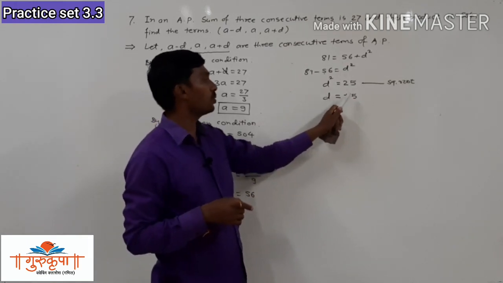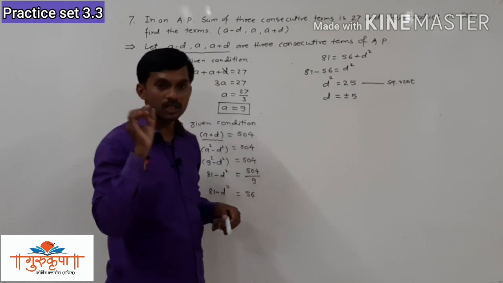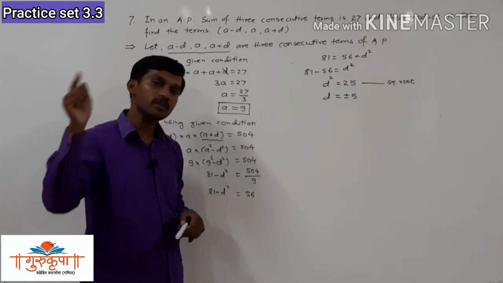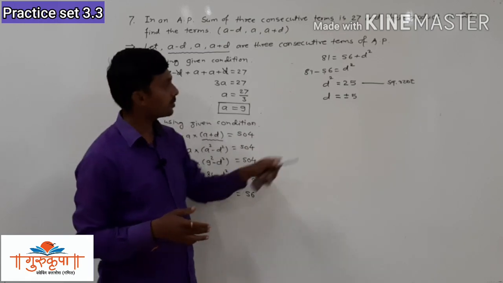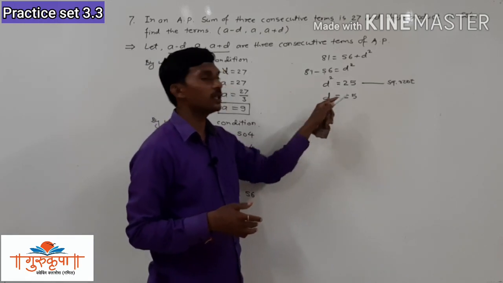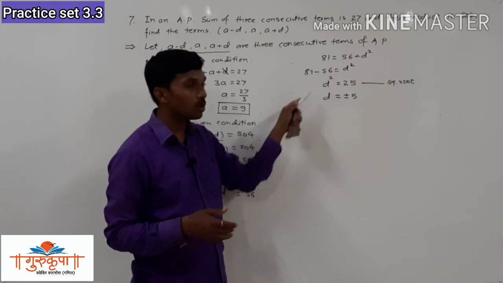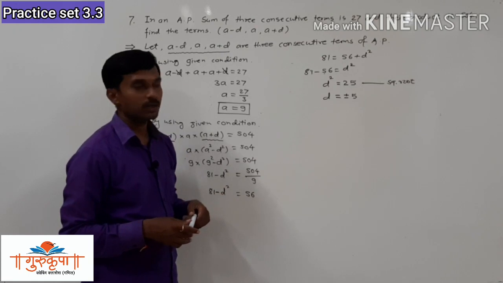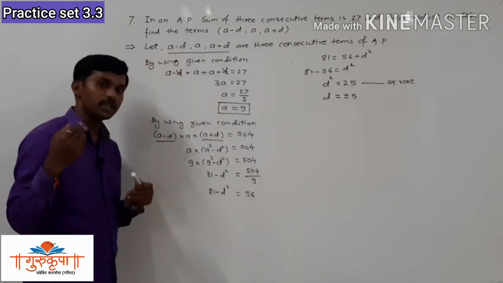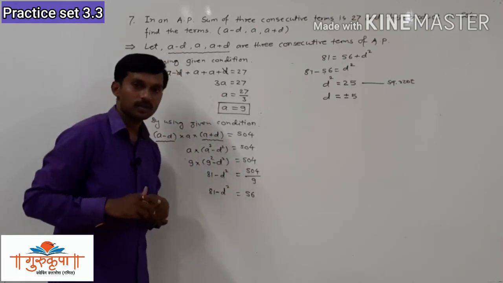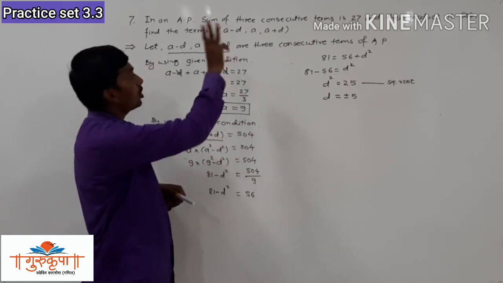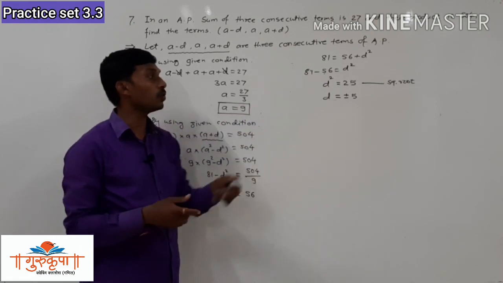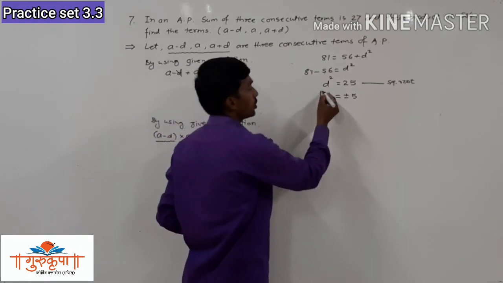So here we have d is equal to positive 5 or negative 5, since the common difference is sometimes positive, sometimes negative, or sometimes 0 also. Here we have to take both the possibilities, that is, d is equal to plus 5 or minus 5. Now you can easily find all the three terms, since we know the values of a and d, but we have two values of d, that is plus or minus 5.